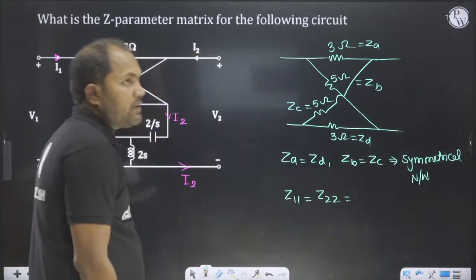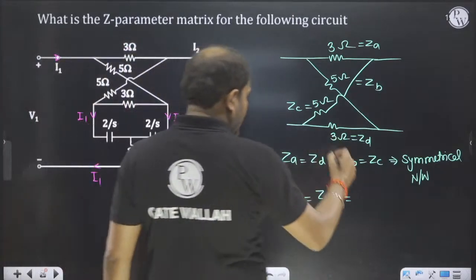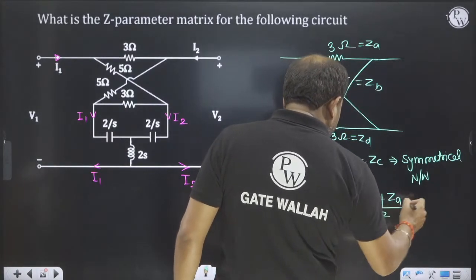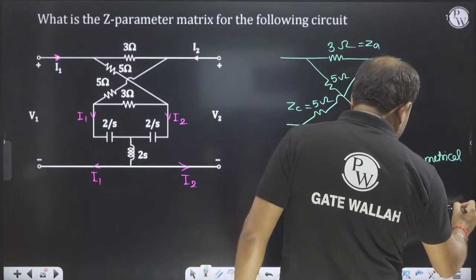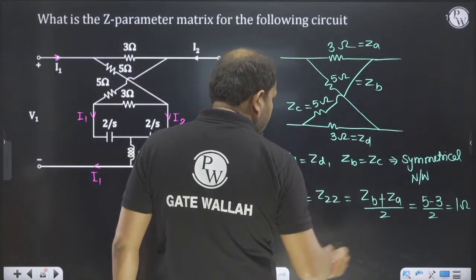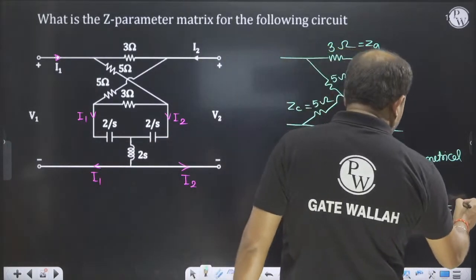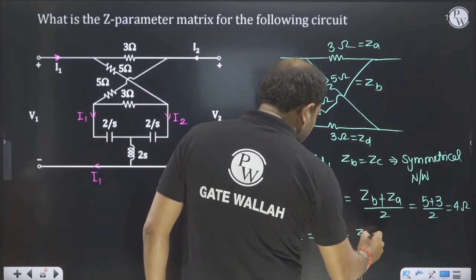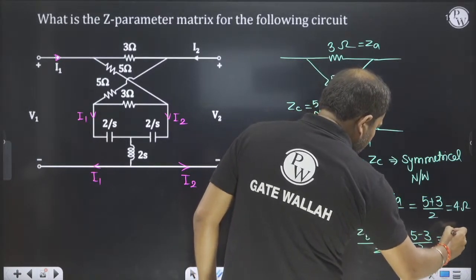Then we have Z11 and Z22. Why are we calculating the Z parameter? Because in the series condition the Z parameters will be added. So Z11 and Z22 are equal to (ZB plus ZA) divided by 2. ZB is 5, ZA is 3, so 5 plus 3 divided by 2 is 4 ohm, sorry, it is 4 ohm. And Z12 and Z21 will be equal to (ZB minus ZA) divided by 2, so 5 minus 3 divided by 2, it is 1 ohm.